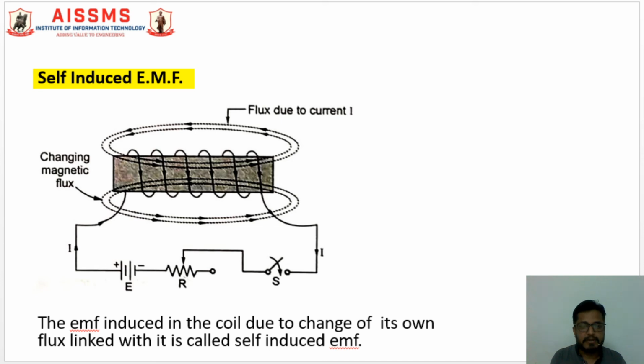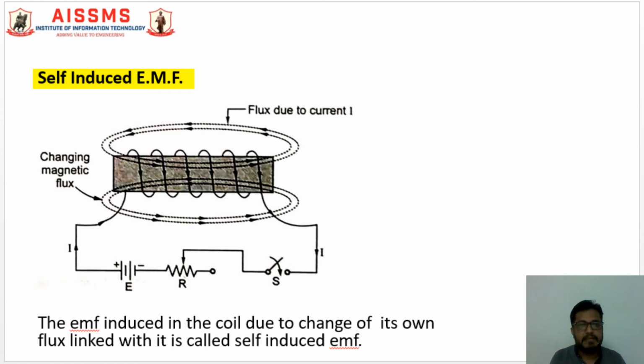Due to current in the coil, there is a flux linked with that coil. Let that flux be, say, phi. Now if we change the value of this variable resistance R, the current will change. So as current changes, flux linked with the coil also changes. And so according to Faraday's law of electromagnetic induction, an EMF is induced in the coil. Such EMF is called self-induced EMF.